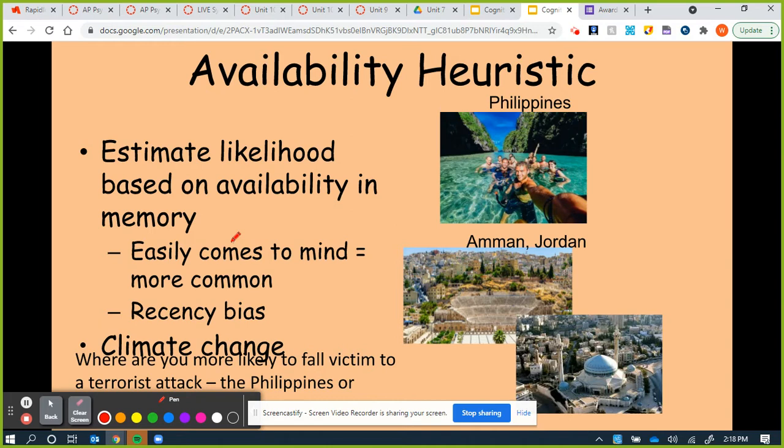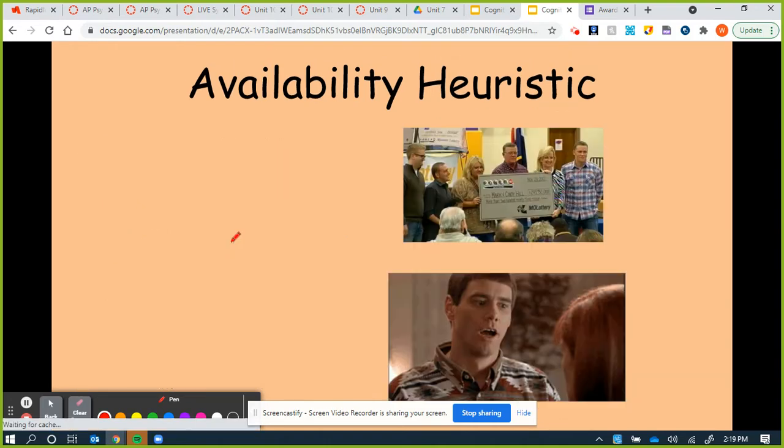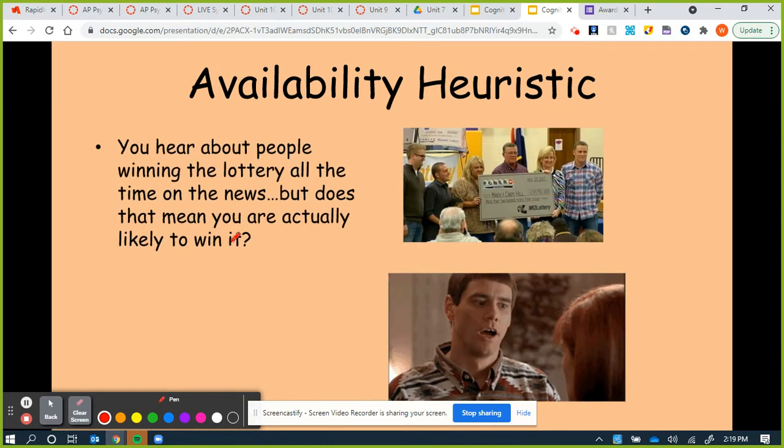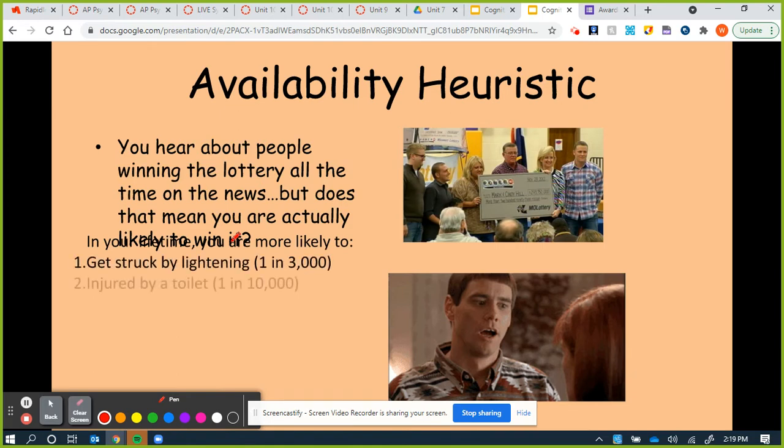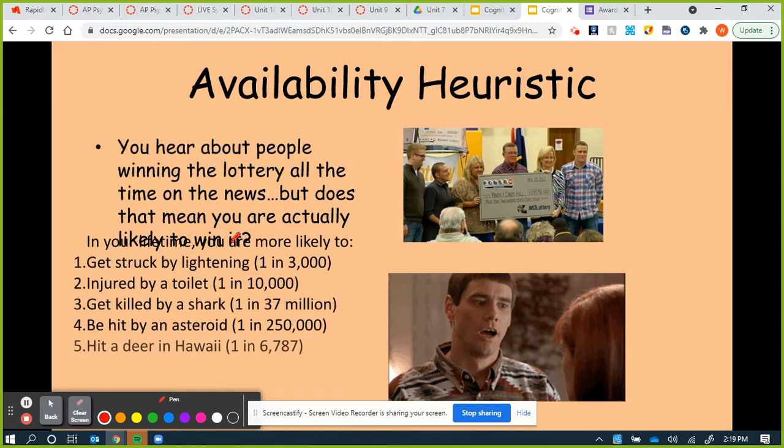The lottery machine, when they make the noise. Yeah, it could. The lottery in general is an example of an availability heuristic, because you hear about people winning the lottery, and so you think it's a lot more common than it actually is.